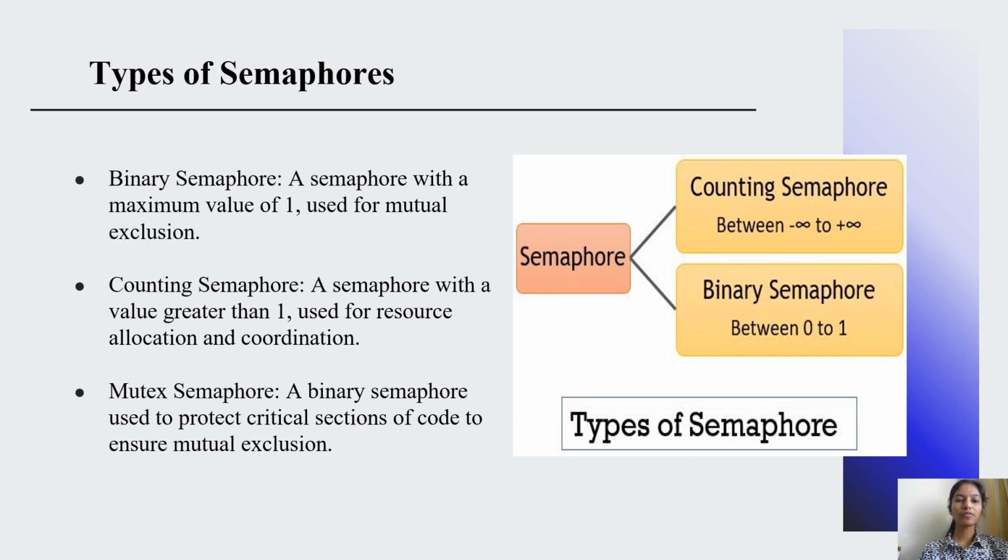Next, types of semaphores. Binary semaphore: a semaphore with a maximum value of 1, used for mutual exclusion. Counting semaphore: a semaphore with a value greater than 1, used for resource allocation and coordination. Mutex semaphore: a binary semaphore used to protect critical sections of code to ensure mutual exclusion.